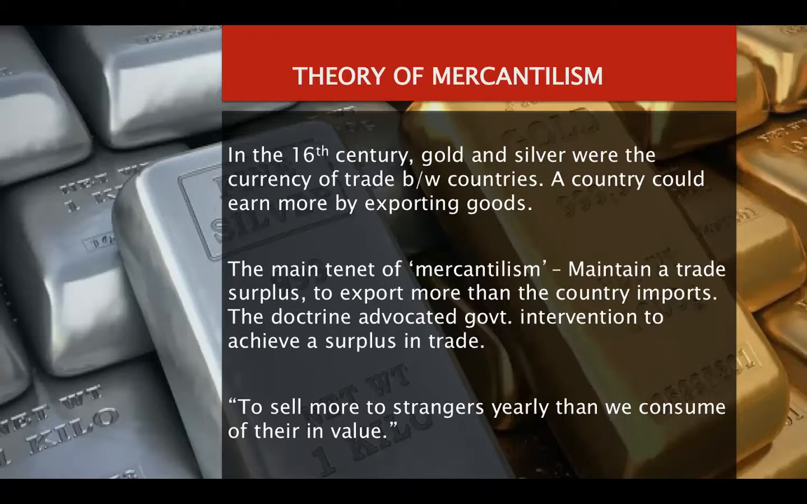And this doctrine, what is called the theory of mercantilism, advocated government intervention to achieve a surplus in trade. With the support of the government, achieve a surplus in trade. This is the goal. Surplus in trade with government support, with government intervention. This is how it works.